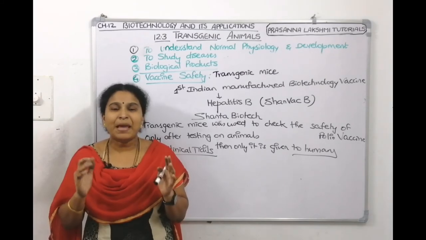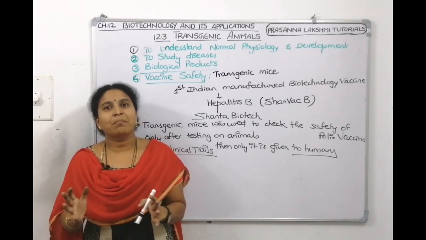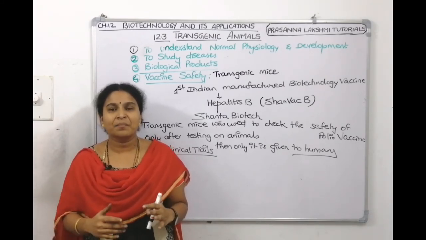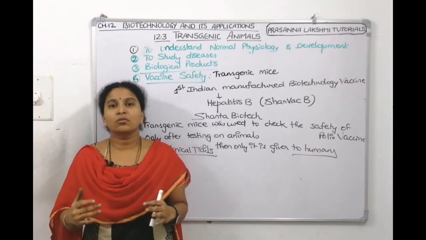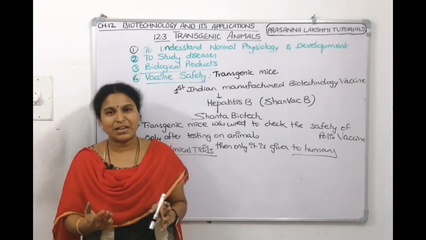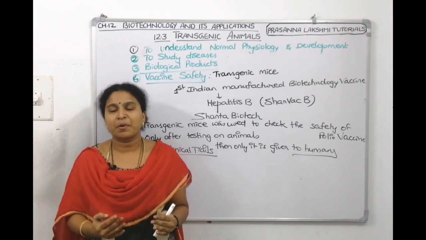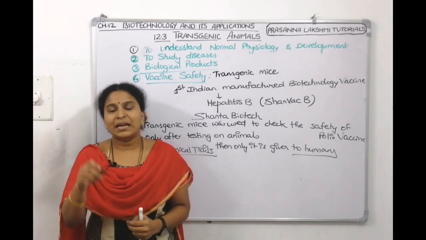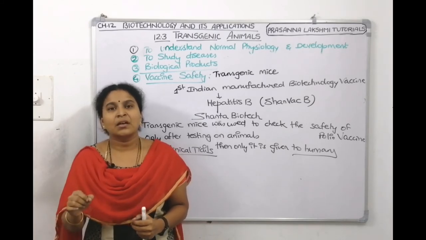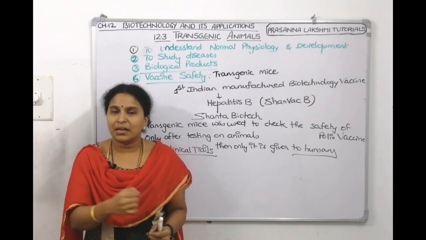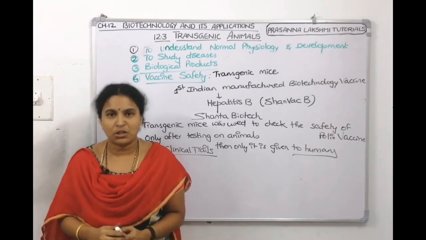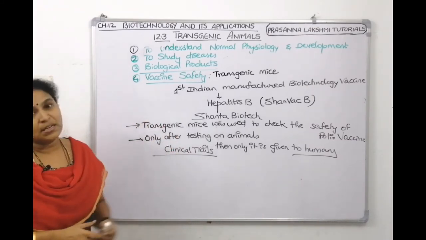Now, some people like a layman or a poor man, they'll hire them. They'll ask them, we want to send some genes into you to check whether the vaccine we have prepared, or the medicine we have prepared, is working or not. So they'll take an agreement from that person, keep them, give the vaccine, and check the values and all. This is called vaccine safety.